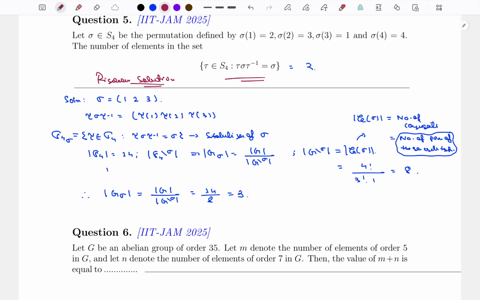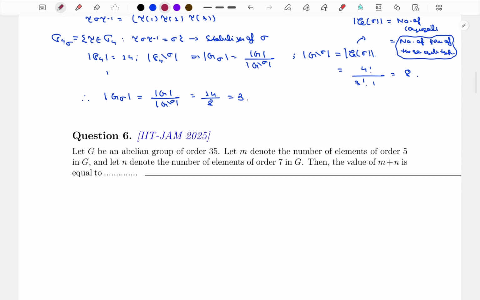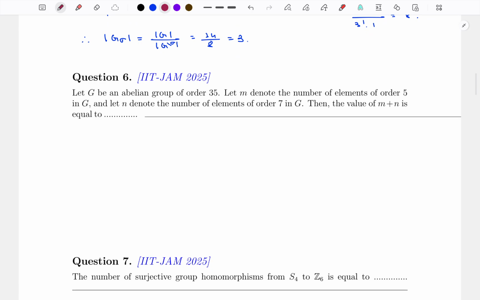But nevertheless, the only thing we required here is the cycle type of sigma. We didn't even require how sigma looks. Are you getting my point? This is very important from an exam point of view. You need to keep your mind open so that you are able to observe these things. Okay, fine. Let's move on to question 6.